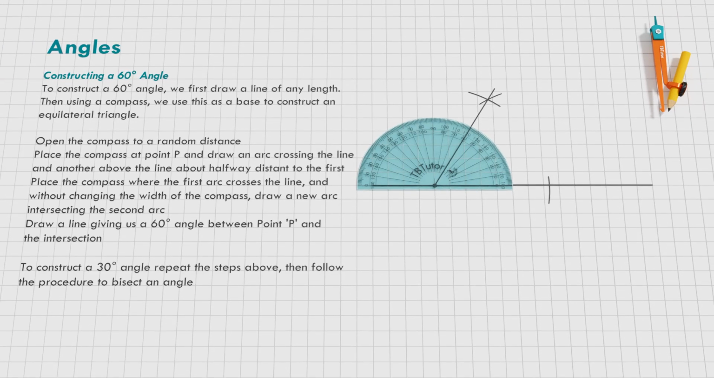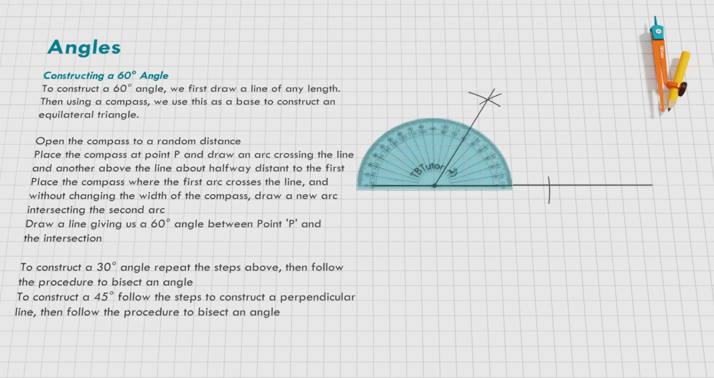To construct a 30-degree angle, repeat the steps above, then follow the procedure to bisect an angle. To construct a 45-degree angle, follow the steps to construct a perpendicular line, then follow the procedure to bisect an angle.